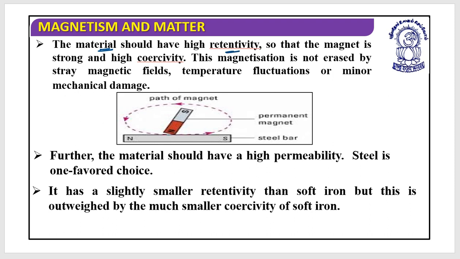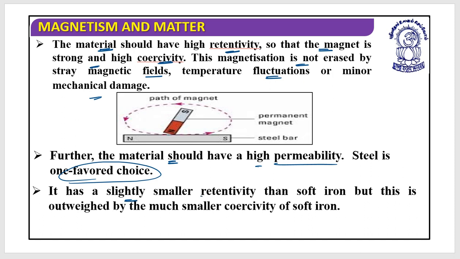The material should have higher retentivity, so that the magnet is strong, and higher coercivity, so that this magnetization is not erased by stray magnetic fields, temperature fluctuation or minor mechanical damage. Further, the material should have a high permeability. Steel is one favored choice. When we choose which material is to be converted to a permanent magnet, steel is always our choice.